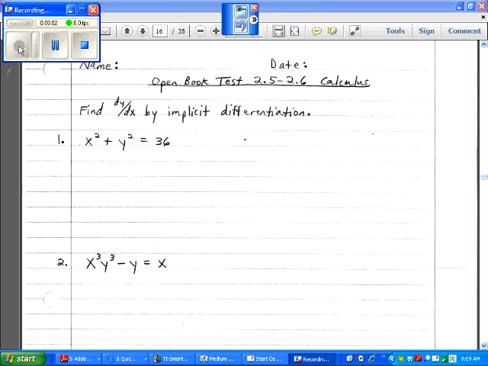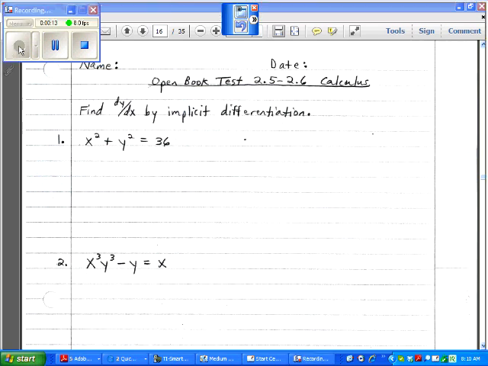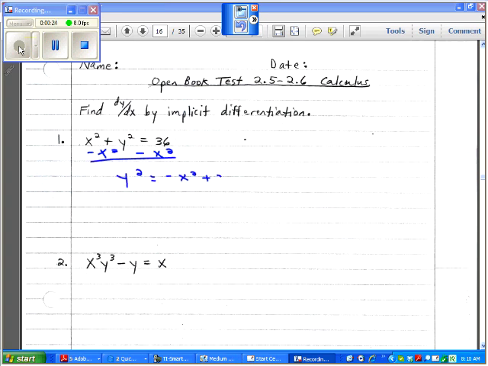Okay, we're on unit 2.5 and 2.6, and we are going to find the derivatives implicitly. And remember the idea of implicit differentiation. The idea is we could actually, and don't write this down, but we could actually solve this by subtracting x squared from both sides. We would have y squared is equal to negative x squared plus 36, and then take the square root, and we would have y is equal to plus or minus the square root of negative x squared plus 36. And so that would be y written in terms of x.